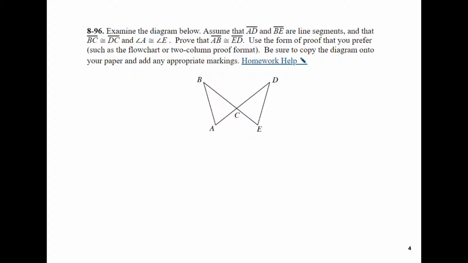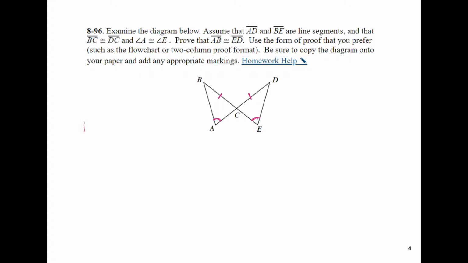8-96, examine the diagram below. Assume that line segments AD and BE are line segments, and that BC is congruent to DC, and angle A is congruent to angle E. Prove that AB is congruent to ED. Use the form of proof that you prefer.